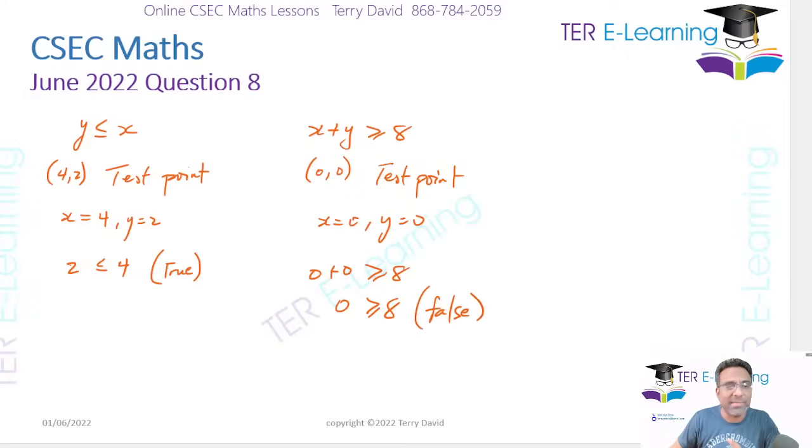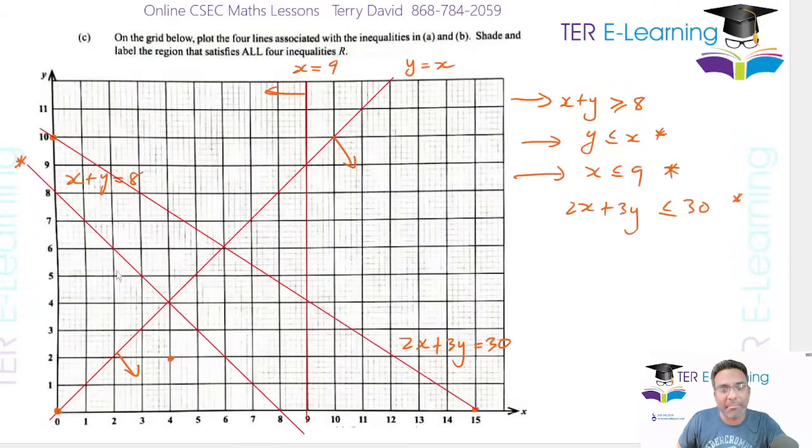What that tells me is that I cannot shade below this line. I need to shade above this line. That's what that's telling me. I need to shade above that line.